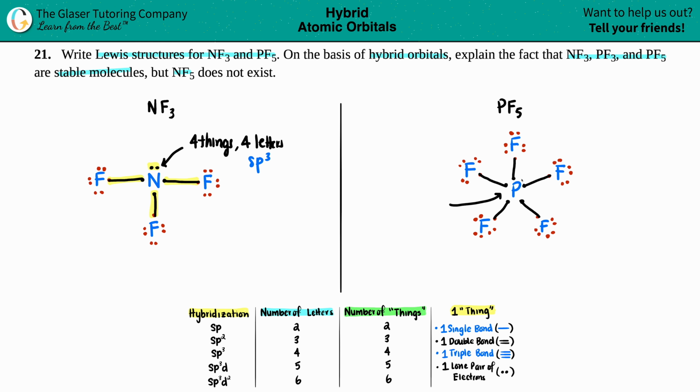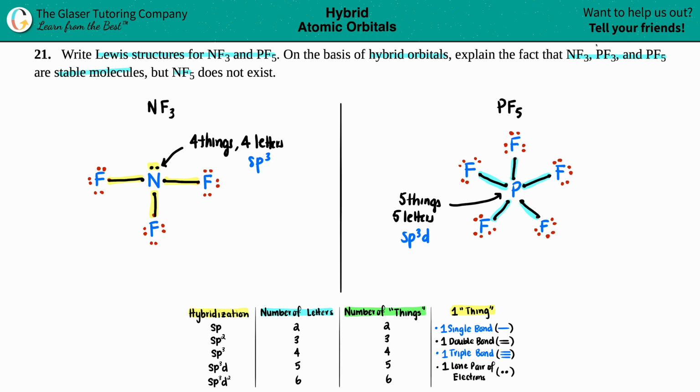Okay, now let's see, is the phosphorus hybridization going to be the same? Well, what does phosphorus have going on around it? It's got a single bond, that's one thing, 2 things, 3 things, 4 things, 5 things. No lone pairs, so no more things. So 5 things, 5 letters. That's the sp3d hybridization. Okay. So we're getting somewhere.